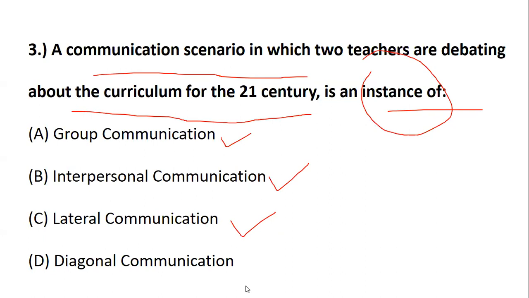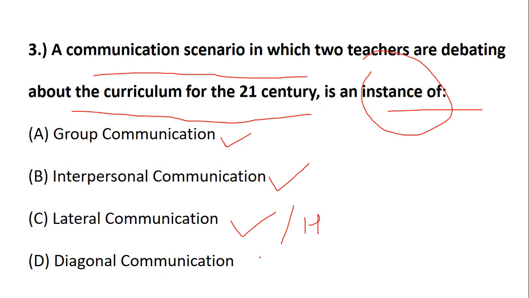I hope everyone knows group communication is what? Organization communication or a classroom communication is group communication. Interpersonal is between one person and another. Lateral is nothing but horizontal. Another name for lateral communication is horizontal communication. Or diagonal, that is cross cultural. Sorry, it's not cross cultural, it is cross sectional.